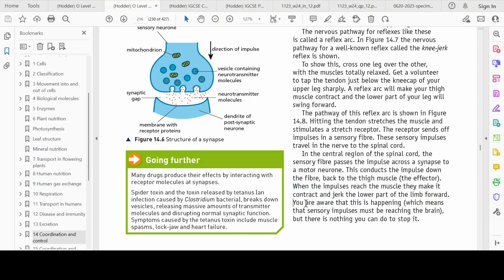Now, the thing is that you are aware that this is happening. You know that your leg is moving forward, and that means that the impulse is reaching your brain. So just because it's going to the spinal cord does not mean it's not going to the brain. The reflex is being conducted through the spinal cord, but the information is reaching your brain, and that's why you are aware that this is happening. You just can't do anything about it. So when this happens, the knee-jerk response, you cannot stop it from happening.